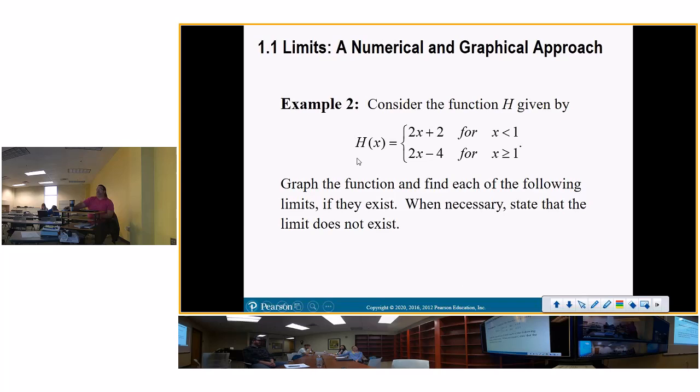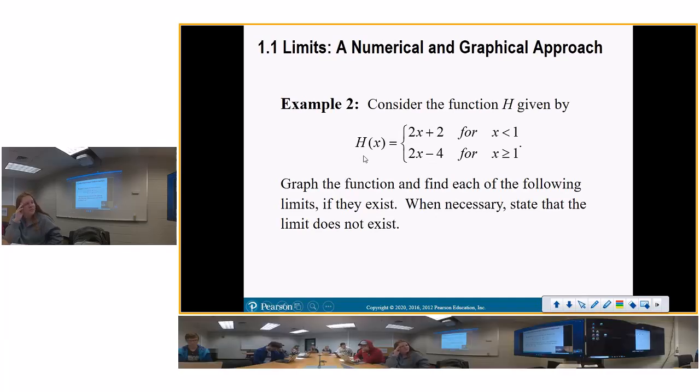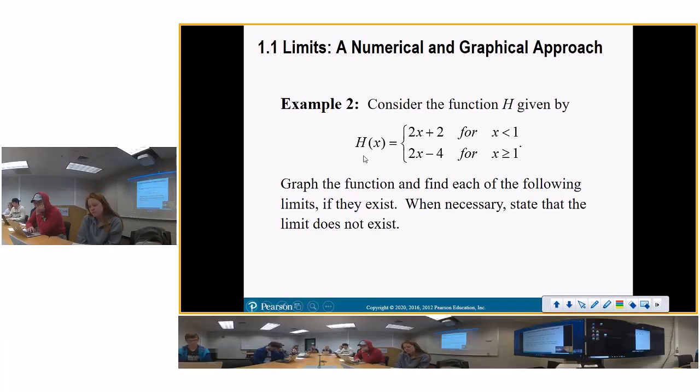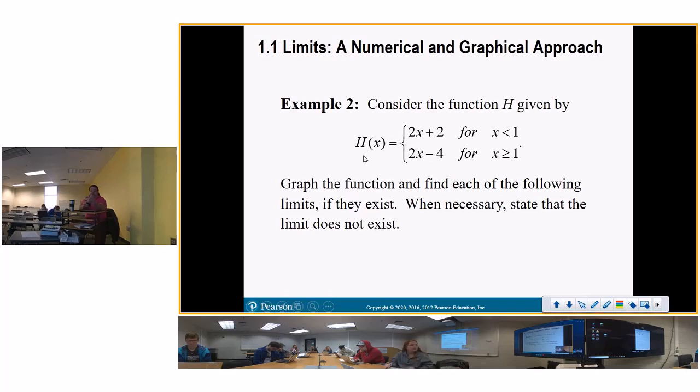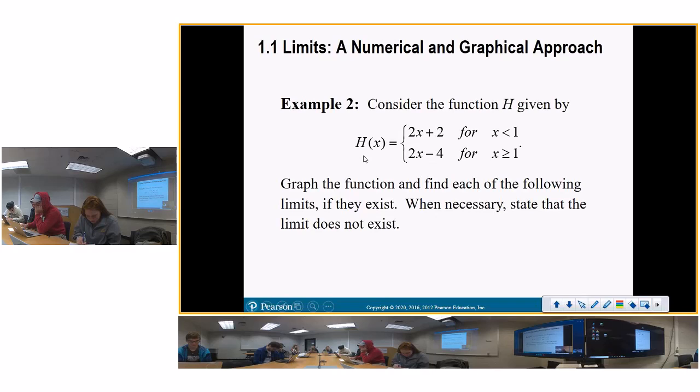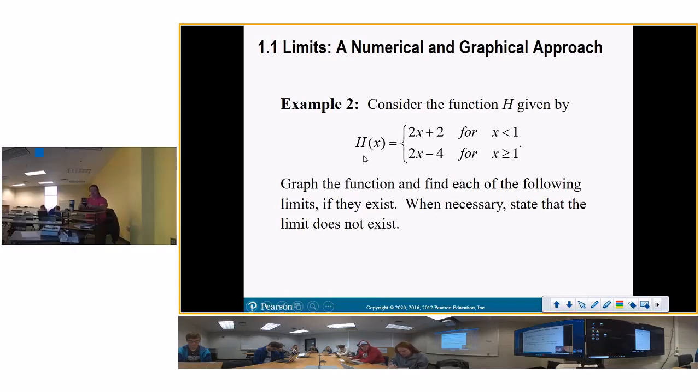All right, let's look at this function. I want you to draw this function. I'll give y'all a couple of minutes to draw that function. It's a piecewise function. They're 2 straight lines, so y'all shouldn't mess it up, except for Jake.